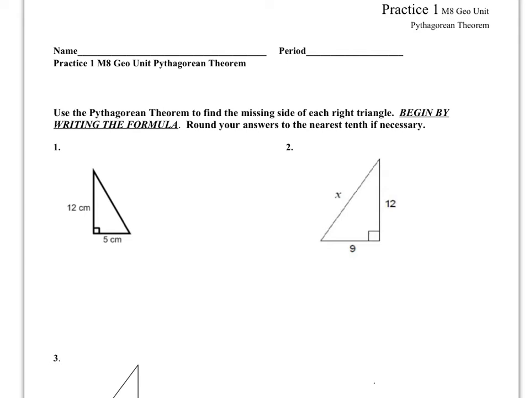Here's a quick answer key on practice 1 for solving using the Pythagorean theorem. So for page 1, we're going to find the missing leg of a right triangle for each problem.